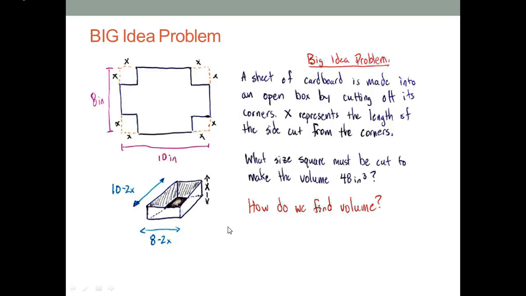So how do we find the volume of a rectangular prism? We're going to multiply those 3 together. Length times width times height. So that gives me the length, which is 10 minus 2x here, times the width, which is 8 minus 2x, which is here, times the height of the box, which is the length of the square, x. All right, so this is the big idea problem.